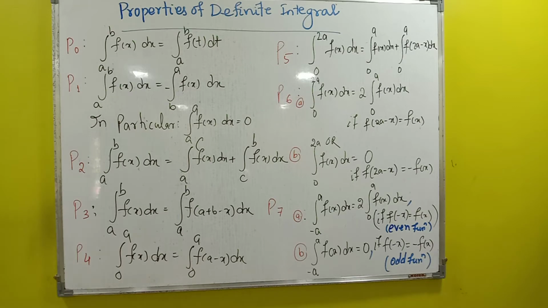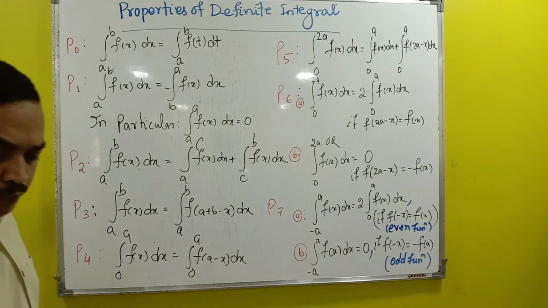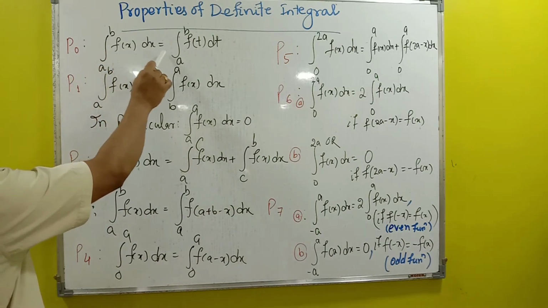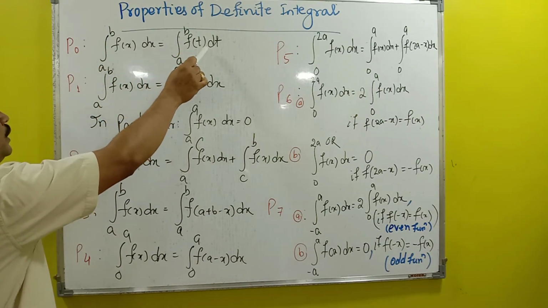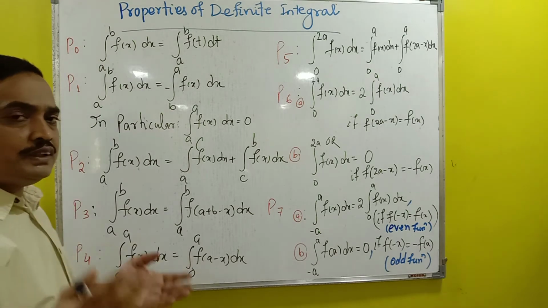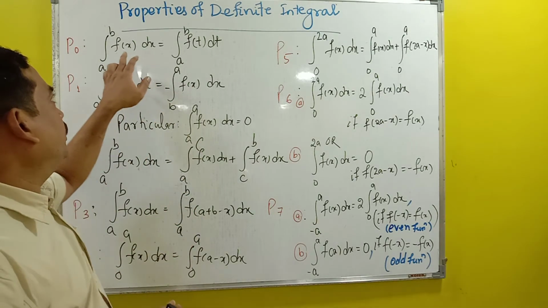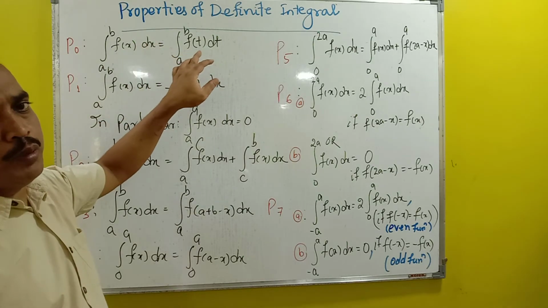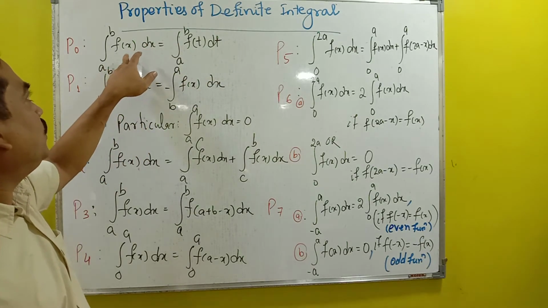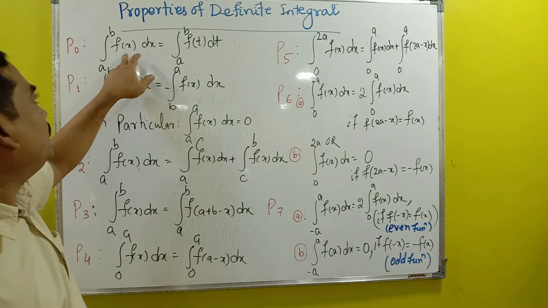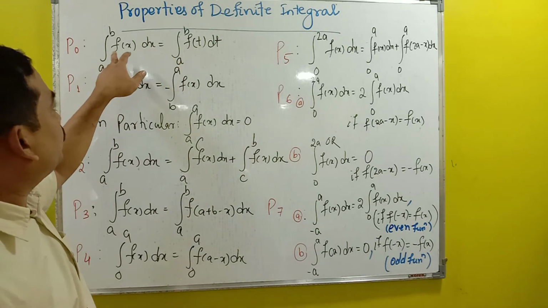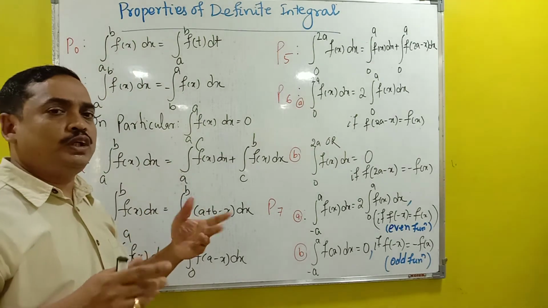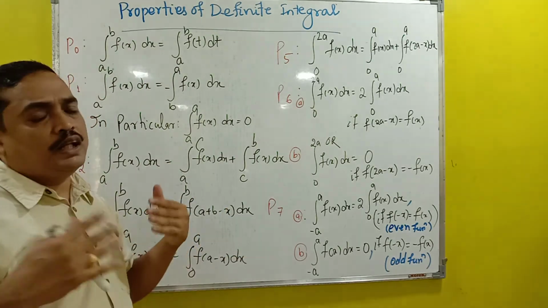The property 0, it is known as P0. The P0 is telling that integral a to b f of x dx is equal to integral a to b f of t dt. Means what is that? That is a dummy variable. If x is replaced by t, then there is no problem, it can be changed. So this property is known as property 0, P0. If you are changing the variable from x to t or y or any variable, then there is no change in limit.